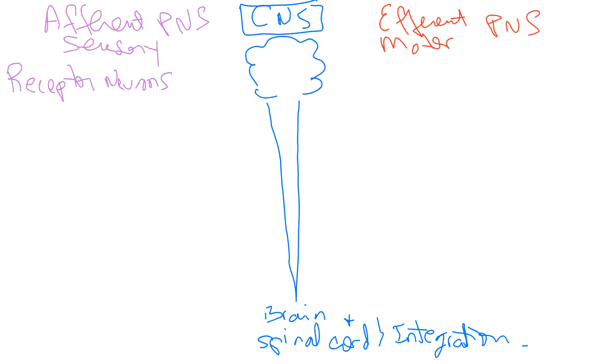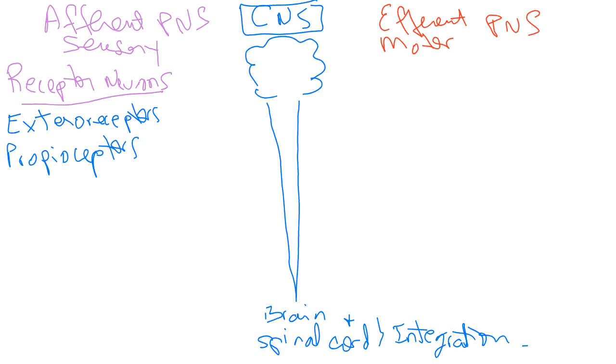So these receptor neurons are going to collect information from the external world, like vision and sound and touch. So we call them exteroreceptors. Others collect information from muscles and joints to give us information about the location of the body in space, and we call them proprioceptors. These receptors will be found in muscles and joints.